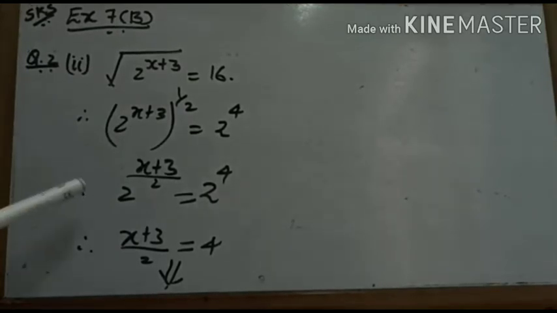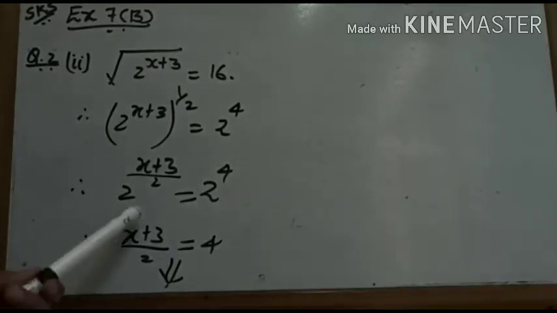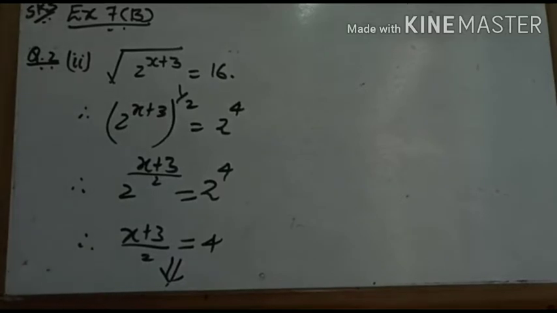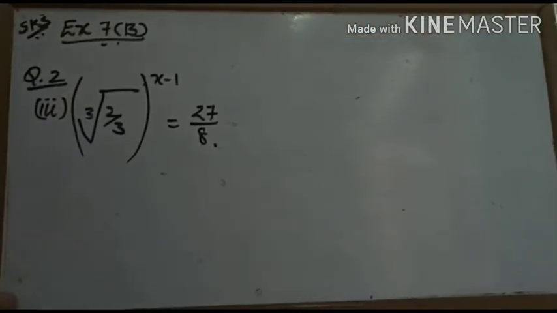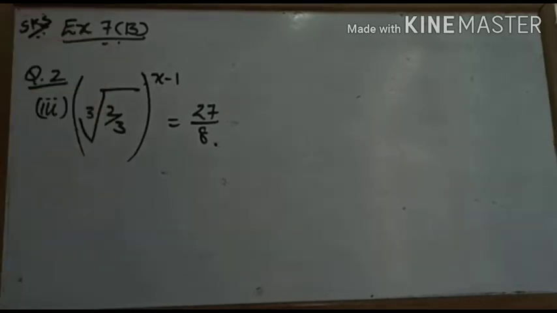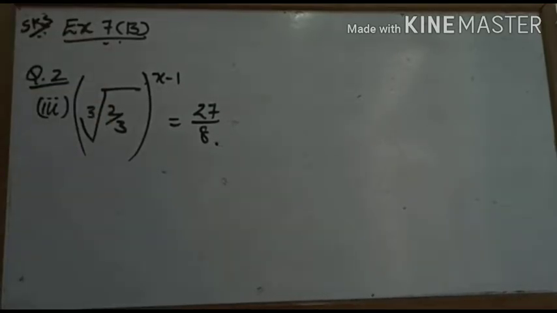You have to remember, the rest of the things are the same. Bases are equal, so you can equate the indices. Dear friends, we are taking an almost similar category of question: cube root of 2 upon 3 whole raised to x minus 1 equals 27 upon 8.